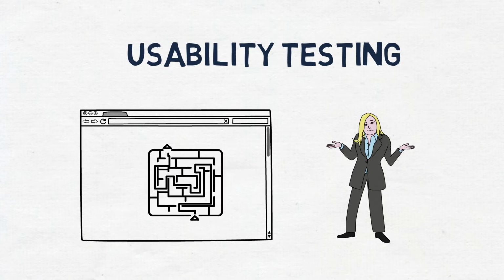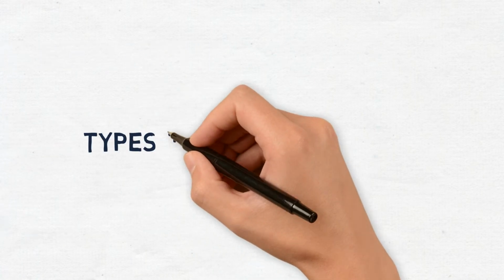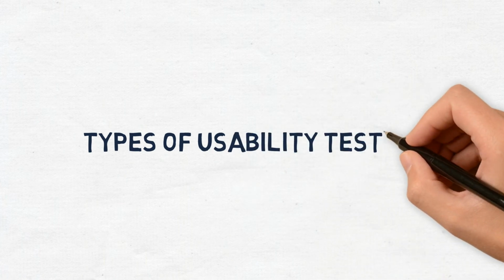Here are some usability testing methods: unmoderated research, moderated research, card sorting, tree testing, and A/B testing.